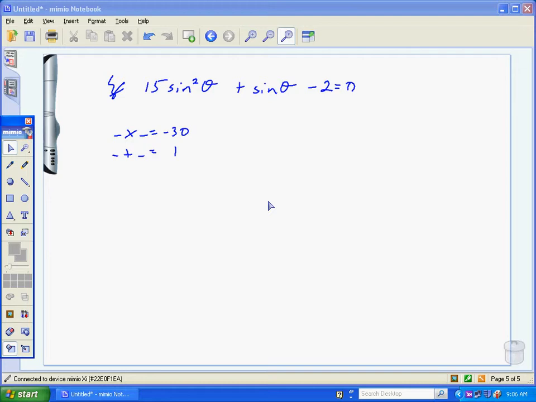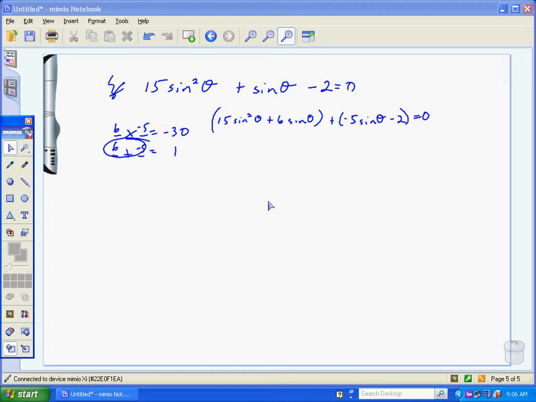6 and negative 5, right? I knew you were on the right track, Kate. Okay? There it is. There's my splitter. So I'm going to split the middle term. So here we go. 15 sine squared theta plus 6 sine theta minus 5 sine theta minus 2 equals 0.